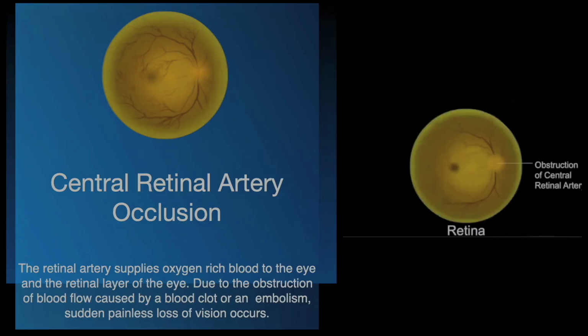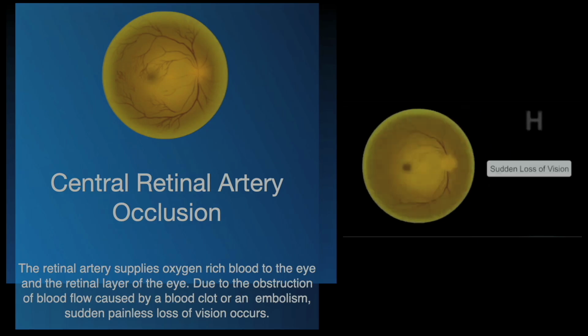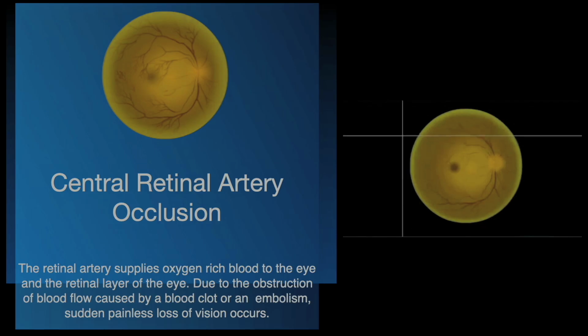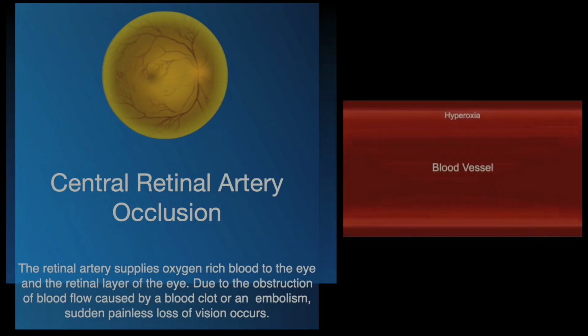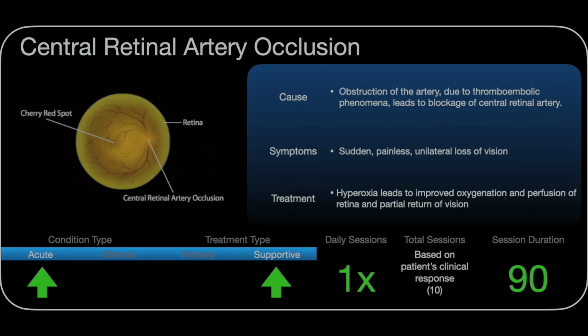The retinal artery supplies oxygen-rich blood to the eye and the retinal layer of the eye. Due to an obstruction of blood flow caused by a blood clot or an embolism, sudden painless loss of vision can occur. Central retinal artery occlusion is considered an acute condition, and the use of hyperbaric oxygen therapy could be considered supportive.